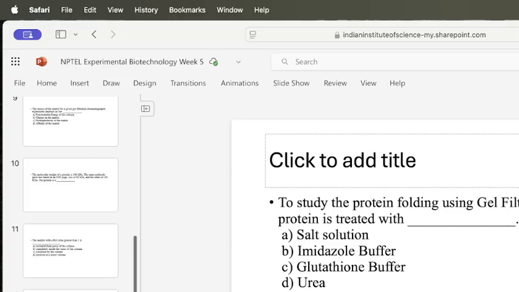Fine. The next question is, to study the protein folding using gel filtration chromatography, the protein is treated with dash: salt solution, imidazole buffer, glutathione buffer, and urea.